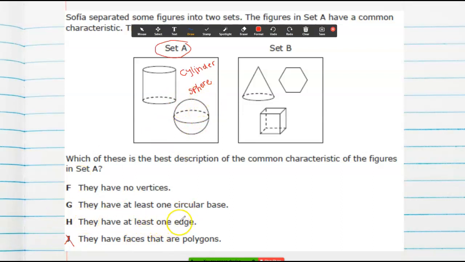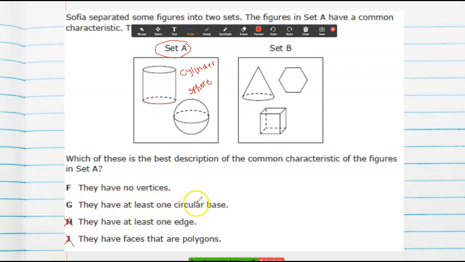They have at least one edge. So this is circular. Remember, even though this looks like an edge, those are not edges. Think about a cylinder. A cylinder is rounded like a can. So that is not an edge. So a cylinder doesn't have any edges. So neither one of these have edges.